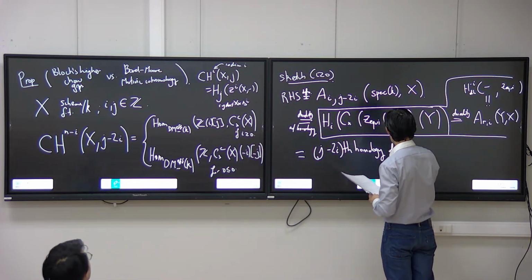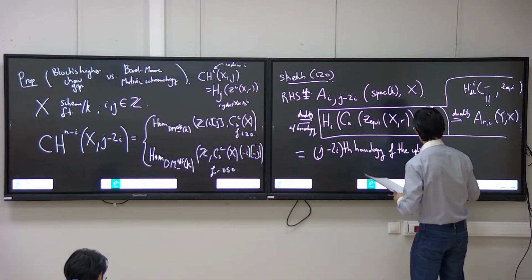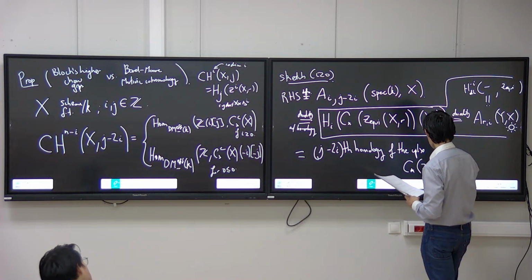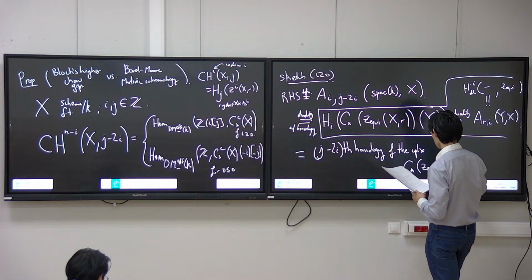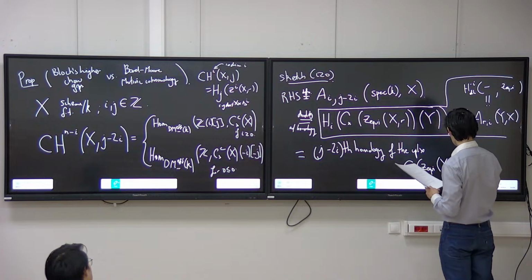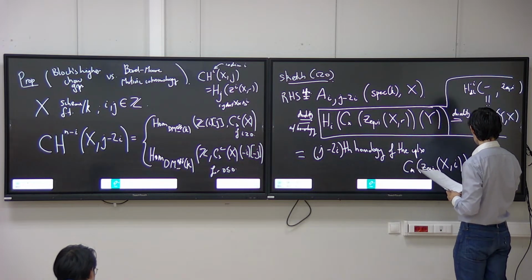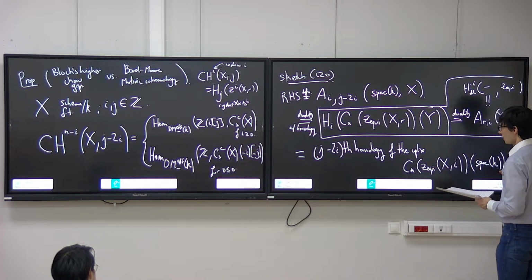of the complex C_* of Z_equi sheaves, so this Z_equi(X, i), matching up all the indices, evaluated at Spec of k. Okay, and this thing we actually can get a handle on.